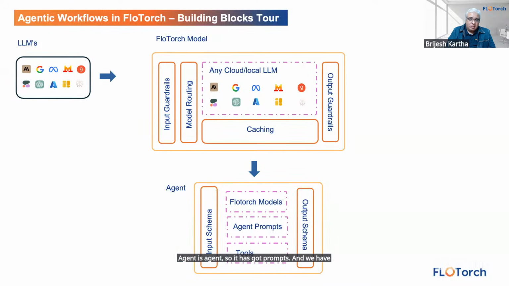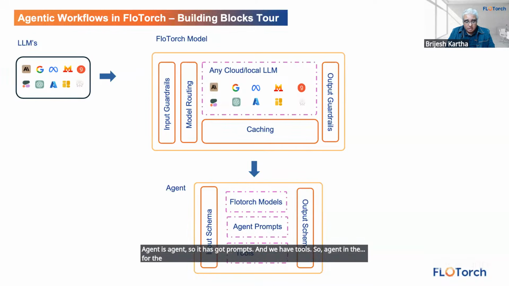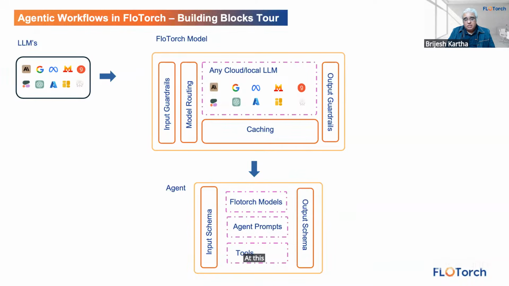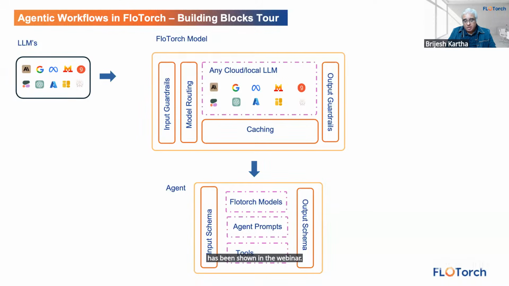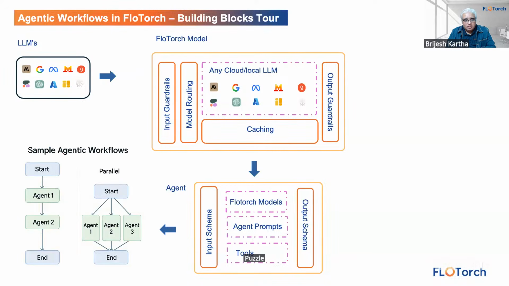An agent is an agent, so it has prompts, and we have tools. So for the way we are creating FloTorch right now, at this moment, an agent can have MCP tools that can be created in the console, or we can use local tools in the user space when we are creating the notebook. And this was shown in the webinar last month. Now we come to the final part of this puzzle, which is agents then become workflows. And right now, there are two kinds of workflows that we are able to do in our console: we can create a prompt chaining workflow or we can create parallel workflows.